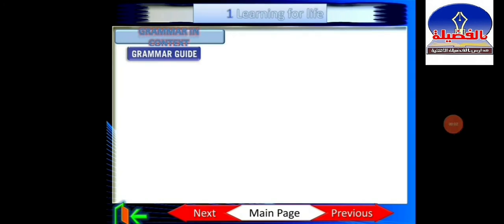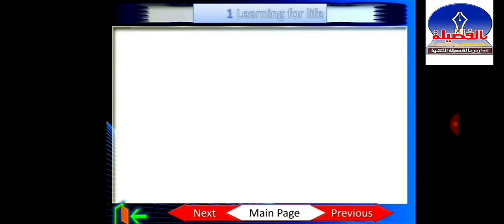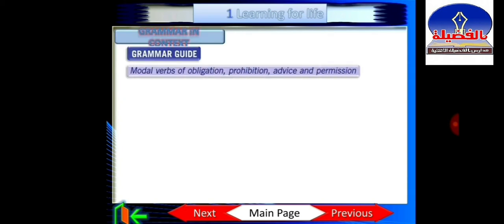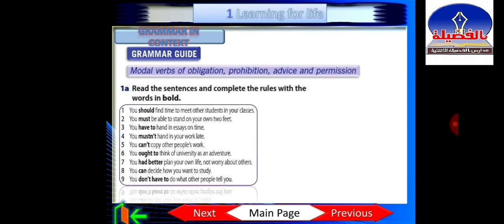Modal verbs are used in many ways. For example, they can be used for obligation, الإلزام أو الضرورة, prohibition, المنع أو الحظر, advice, النصيحة, and permission, الإذن أو التصريح. Now, look at these examples and try to guess the meaning of each modal verb.